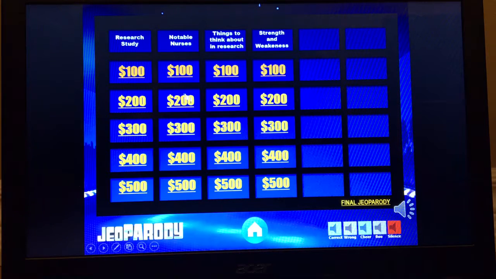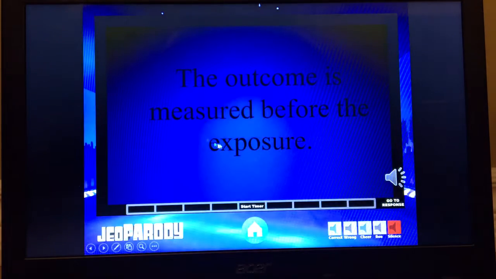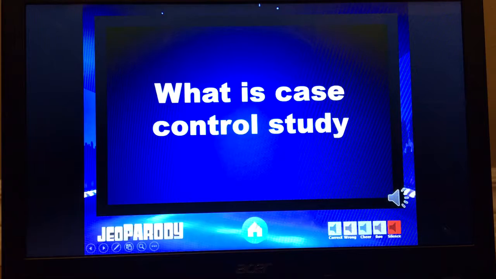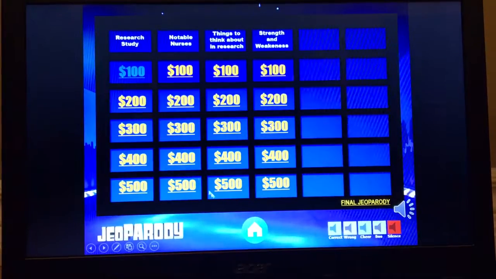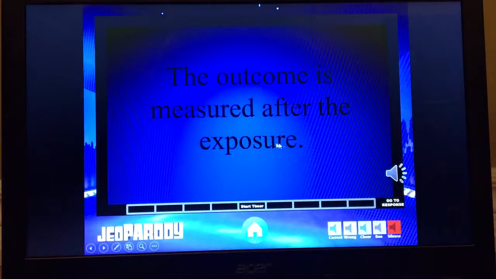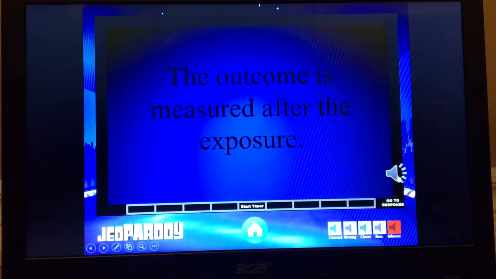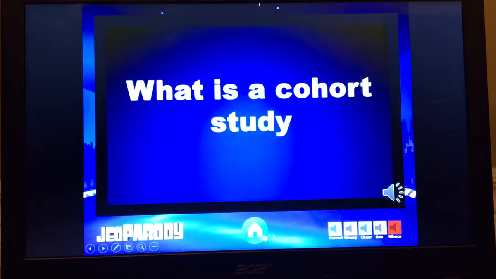I'll take research study for 100. The outcome is measured before exposure. If you answered, what is a case control study, you'd be right. The outcome is measured after the exposure. What is a cohort study?